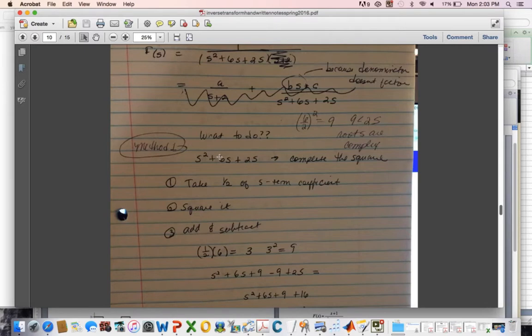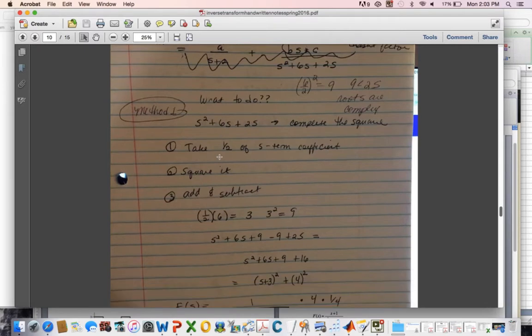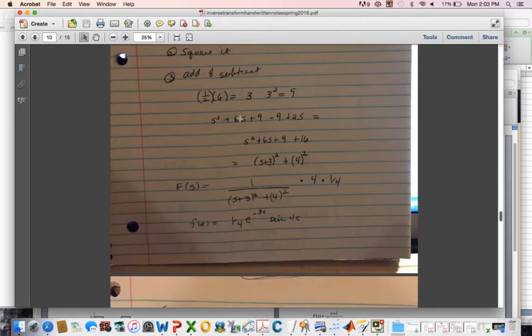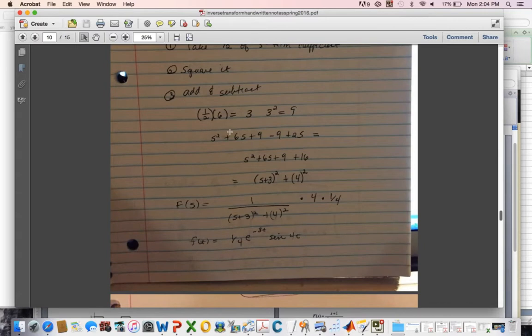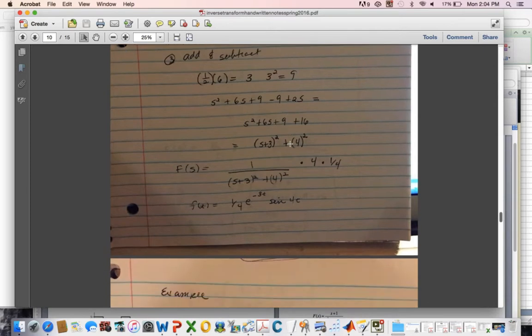There are a number of ways, and most people can do it in their head and know that what I need here is a 9. What I have is a 25. So a couple of ways to think about it. One way is you add 9 and you subtract 9 so that you've effectively added 0. Then you can group the first 3 terms into a perfect square and the second term into another constant. And so I can express that as s plus 3 quantity squared plus 4 squared, which if I write it down, looks like this.